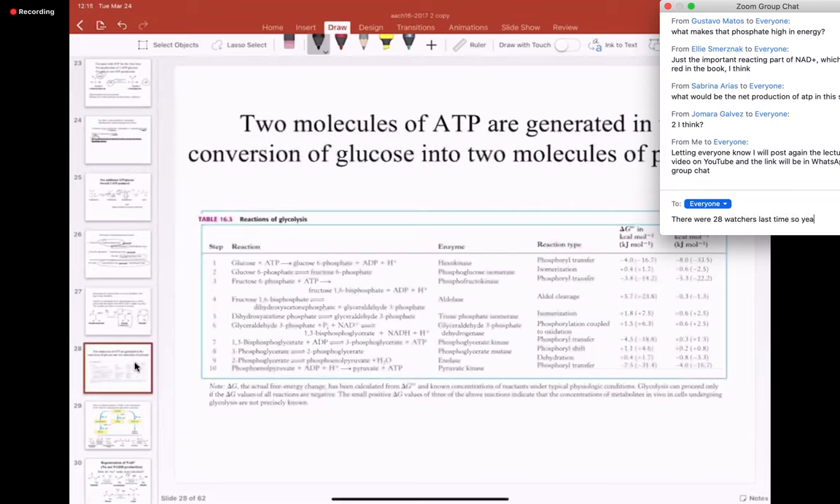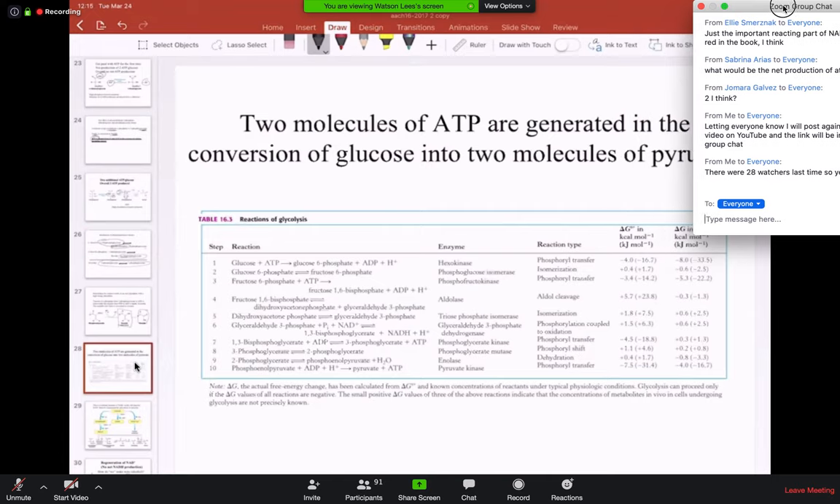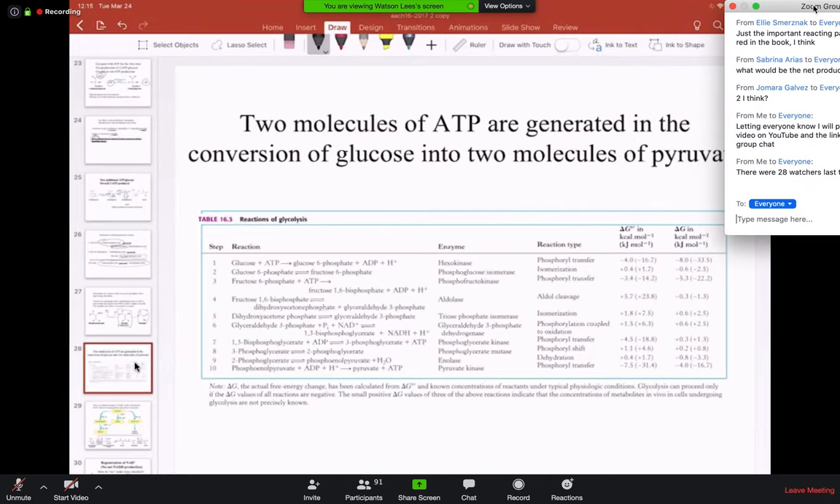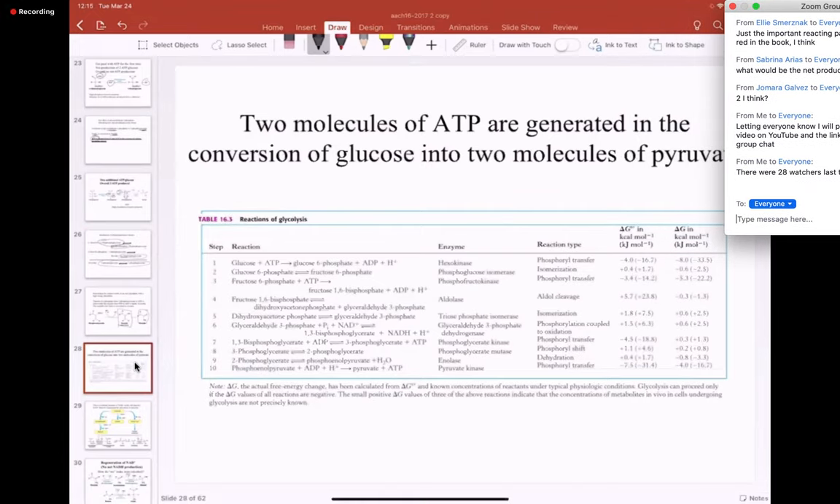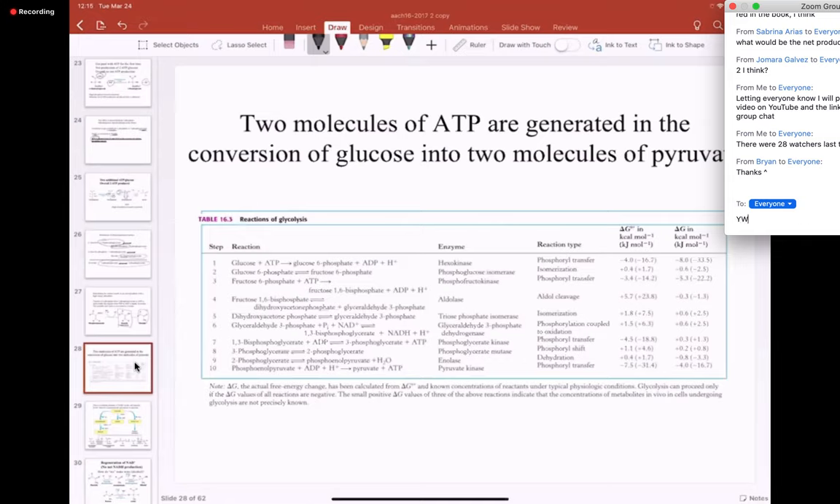The lecture should be posted on Canvas as well. The last lecture was posted on Canvas as well. Lastly, please take a look here and see what's going on. We see here the 10 steps of glycolysis. We see the various energies, and my time is up for today.